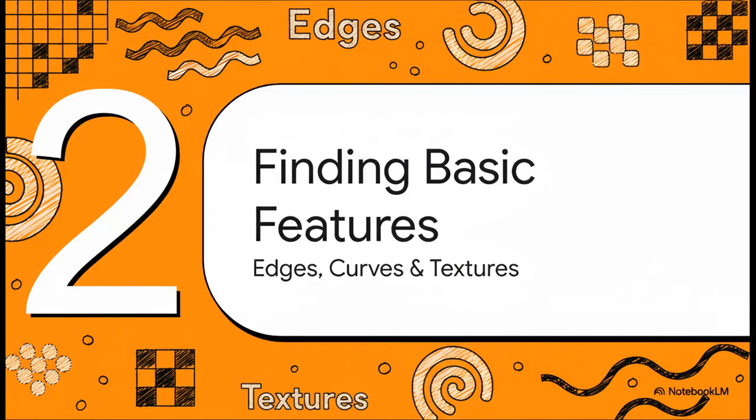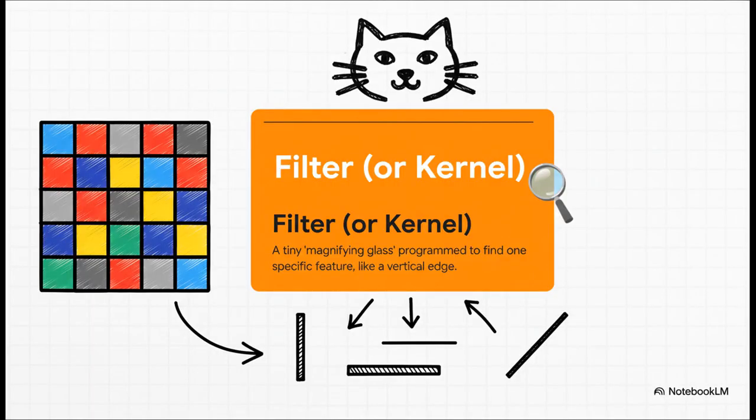Okay, so the computer has its numbers. How in the world does it get from that raw data to finding something meaningful? Let's look at the very first and maybe the most important step, finding the basic features, like simple edges and textures. Well, the magic tool for this is something called a filter. And you can just think of it as a tiny, highly specialized magnifying glass.